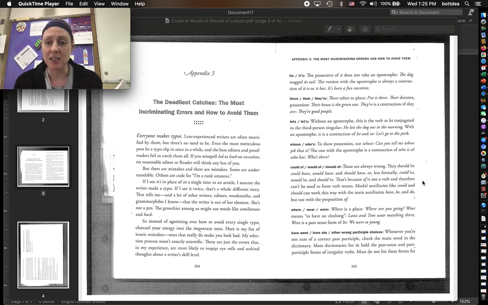Modal auxiliaries like could and should can work this way with the main auxiliaries have, be, and do, but not with the preposition of. So let me try to explain in proper plain English so that you guys are going to understand.